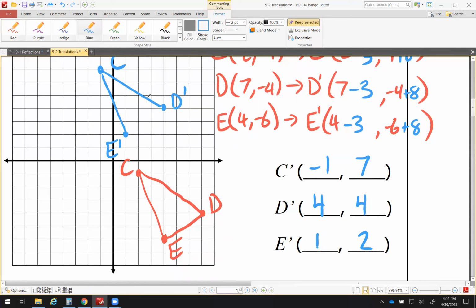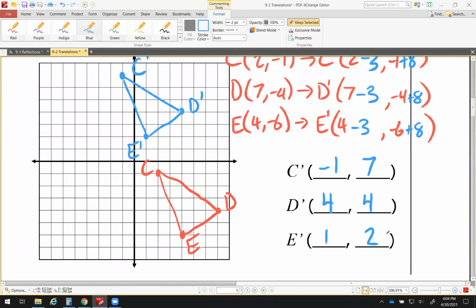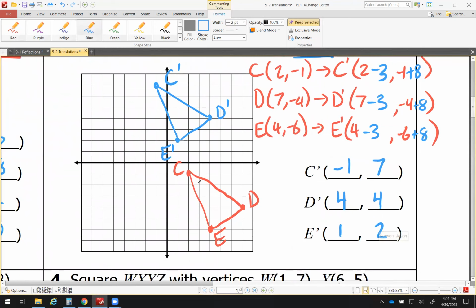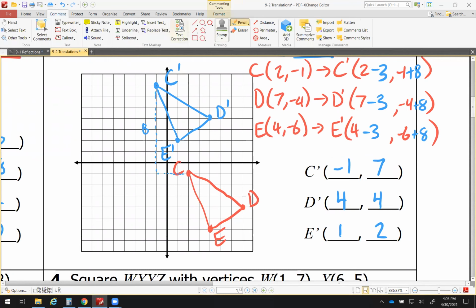There's my C prime, D prime, E prime moved triangle. And notice it got moved to the left by 3. So let me get a dotted line there, left by 3 and up by 8. So algebraically and geometrically, let me just redo, erase, rewrite. There's the 8, and there's the 3. Okay, each of those points got moved 3 left and 8 up. And whether we did it geometrically or algebraically, we had the same thing.